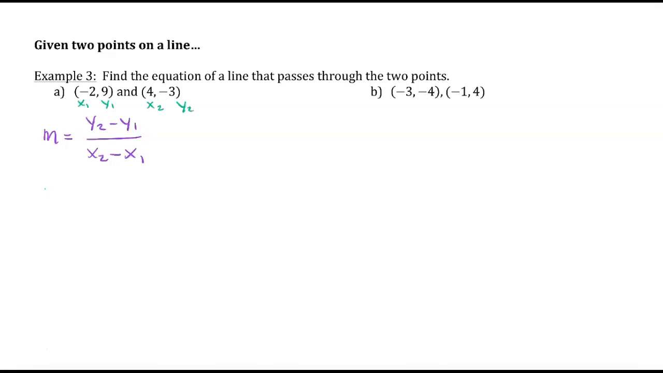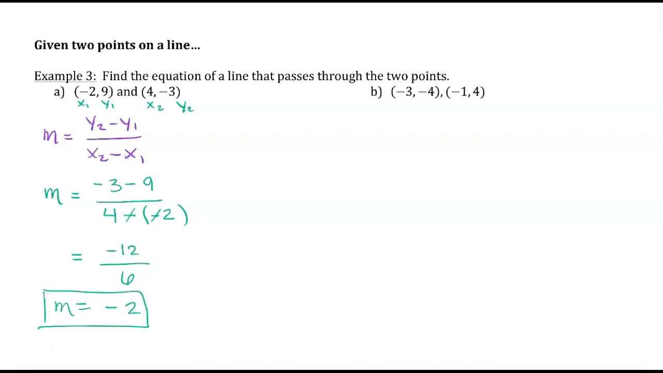Substituting those values in, we have m equals y2, or negative 3, minus y1, or 9, divided by x2, 4, minus x1, negative 2. In the numerator, we have negative 3 minus 9, or negative 12. In the denominator, we have 4 minus a negative 2. Two negatives make a positive, so this is 4 plus 2, or 6. Finally, negative 12 divided by positive 6 is negative 2. And now we have our slope.